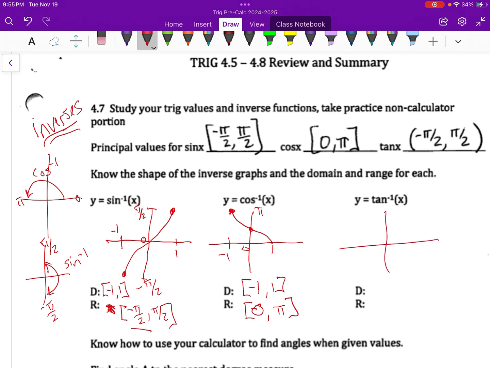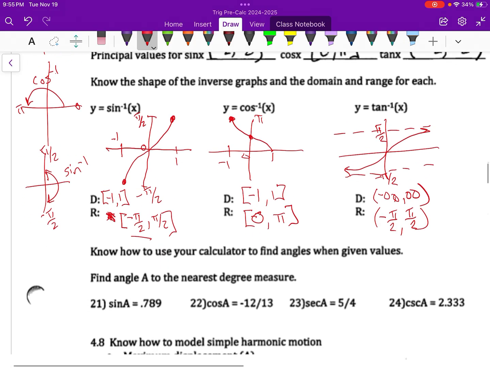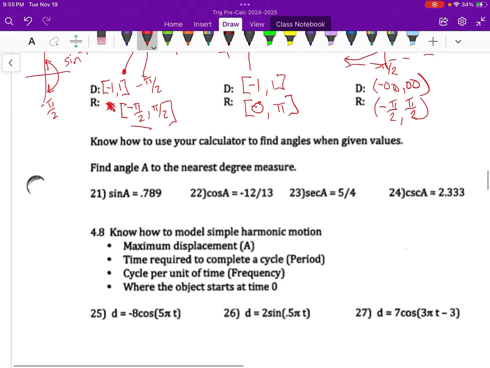Okay, now the range and domain of these: the domain for this is negative infinity to infinity because the graph goes both ways forever and is asymptotic. But it's making it to pi over 2 and negative pi over 2. So that's its principal values. And please note those are soft brackets because it doesn't make it to the asymptote.